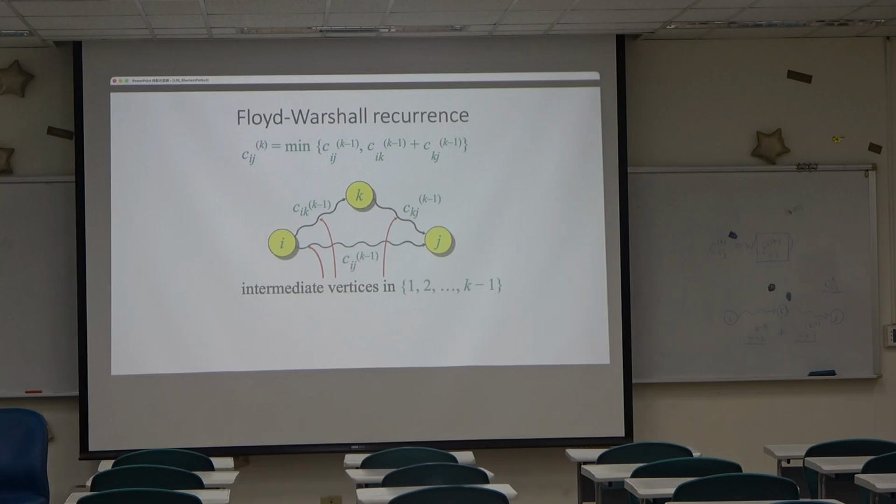If the shortest path from i to j does not involve node k, then it will be C_i,j,k-1, right? So whichever is smaller would be our C_i,j,k.